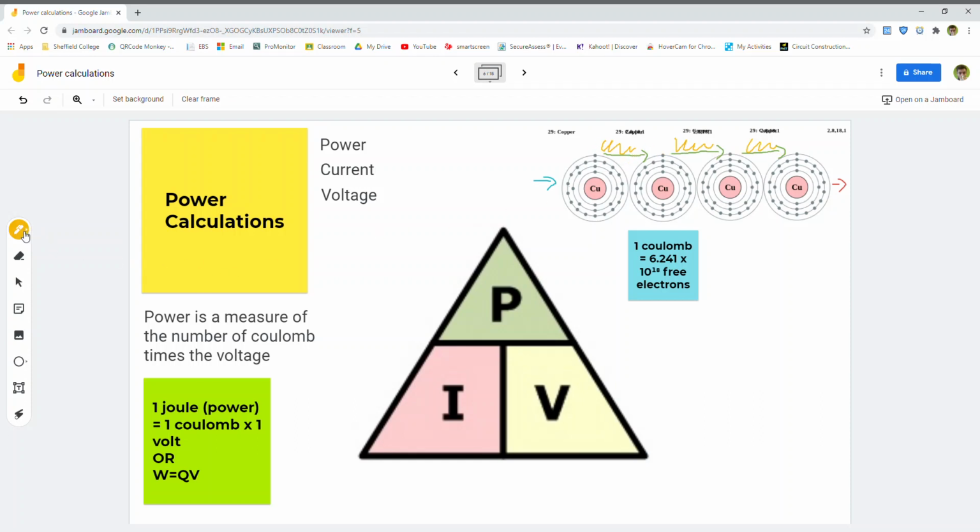Okay then, so next we're just going to have a look at this power triangle. This power triangle is the basis of all our power calculations, so if we've got a circuit, we're just going to label it up. P stands for power, I stands for current, as it always does, and V stands for voltage, as it always does. So we measure power in watts, current we measure in amps, voltage we measure in volts. So WAV.